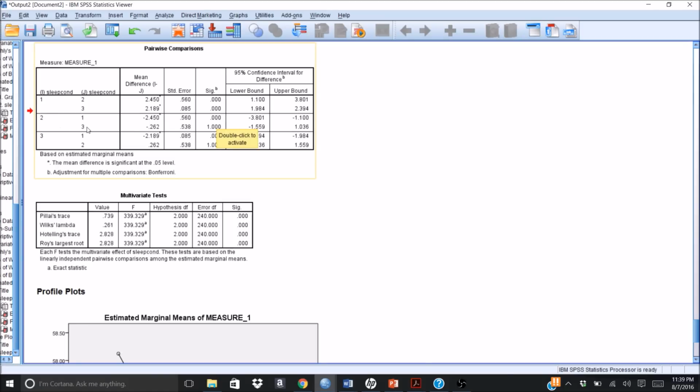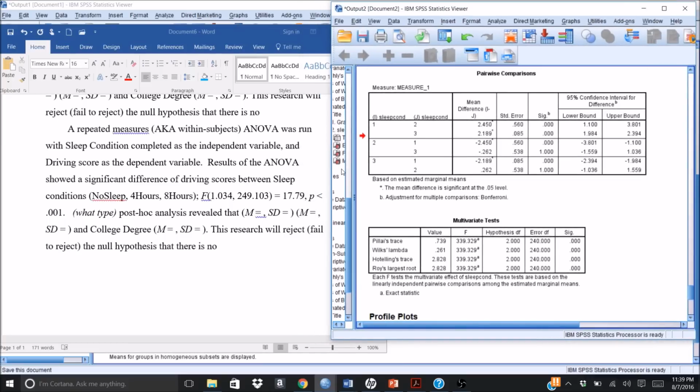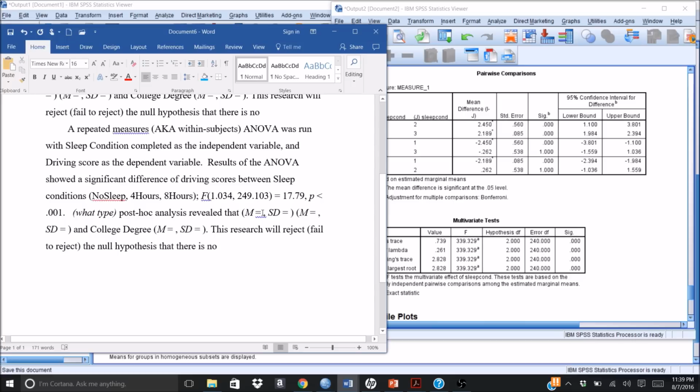So now I'm going to look at 2 to 3, and I'm going to see here their difference. And it is not actually significantly different. So what this is telling me is that 1 is significantly different than 2, and 1 is significantly different than 3. However, 2 is not significantly different than 3. So how do we write that up? It gets a little wordy and a little tricky, but here's what we want to do. 1 is significantly different than 2 and 3.